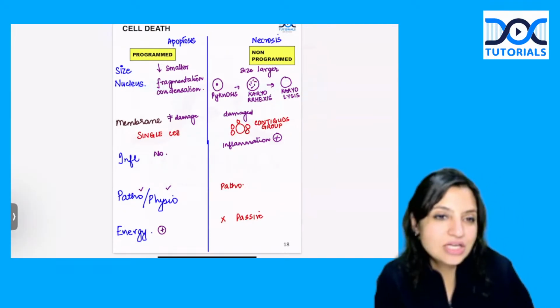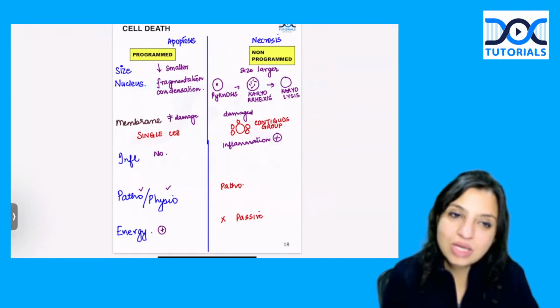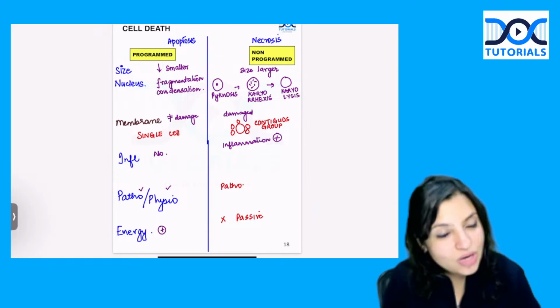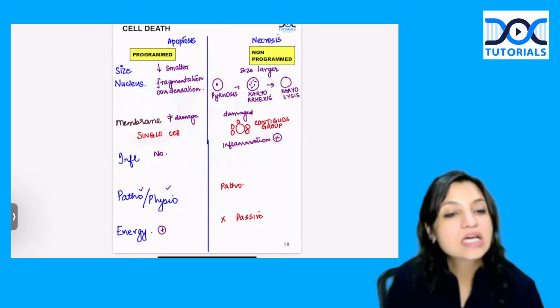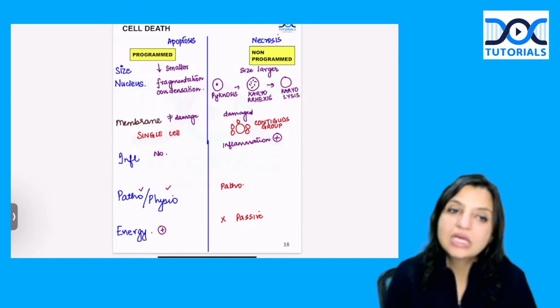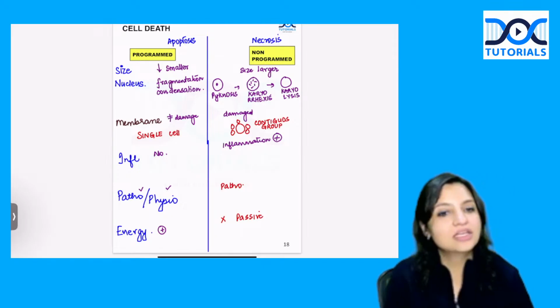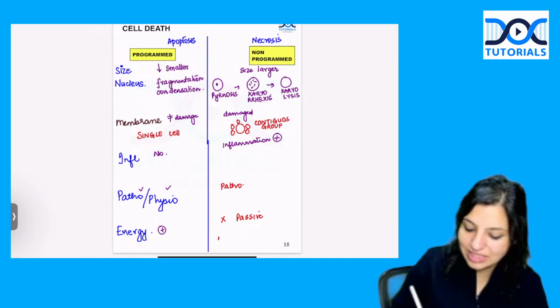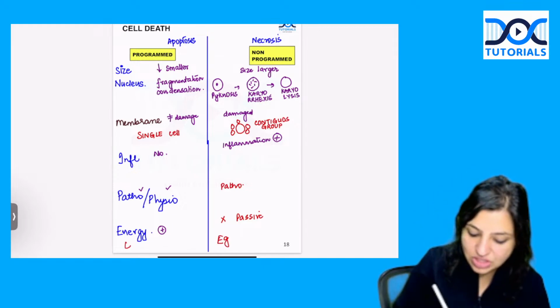And this is a table that you should draw in difference between apoptosis and necrosis. So this is a table which will help you get good marks. Always start with size, the nucleus, the membranes, the cell, single cell or multiple cells, inflammation, pathological or physiological, and energy dependent. So that is the classical example. So you can write the examples also here, which we have just now told about.